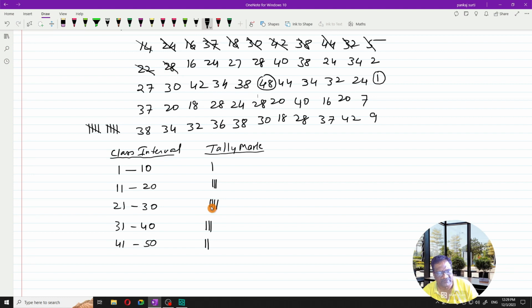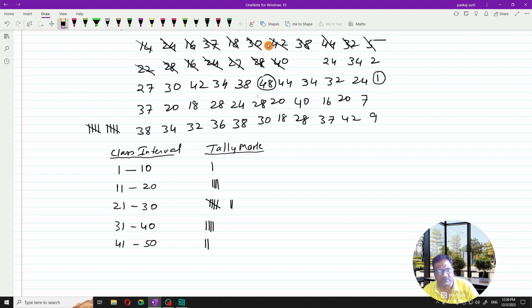Now this is already 4 lines. 16 will come in this, here also 4 lines. 24 again will come in this, but now I will put a line like this. So this is a bunch of 5 tally marks. That's done. Now 27 should come again here, and 28 should come again here, and then 40 should come here. I'm sorry, here. So 1, 2, 3, 4. Let me erase this. Okay, 40 is done.